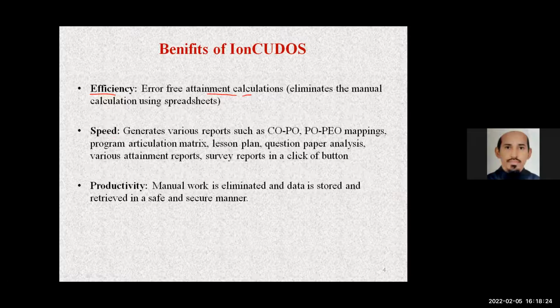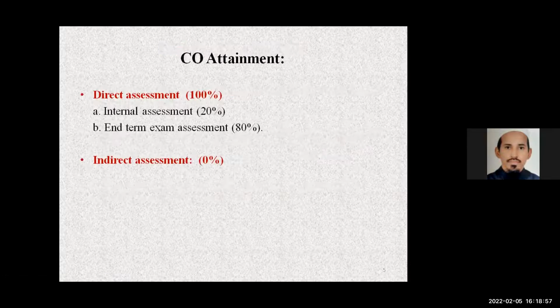Then we can generate different reports like CO to PO mapping, PO to PO mapping, and reports of the program articulation matrix. Then we can generate lesson plans. Like that, we can generate so many reports. It also saves manual work. The data can be stored and retrieved, just like in the morning when I retrieved the course outcomes of the 1822 batch of first semester. So retrieval of data is very simple. These are a few advantages.